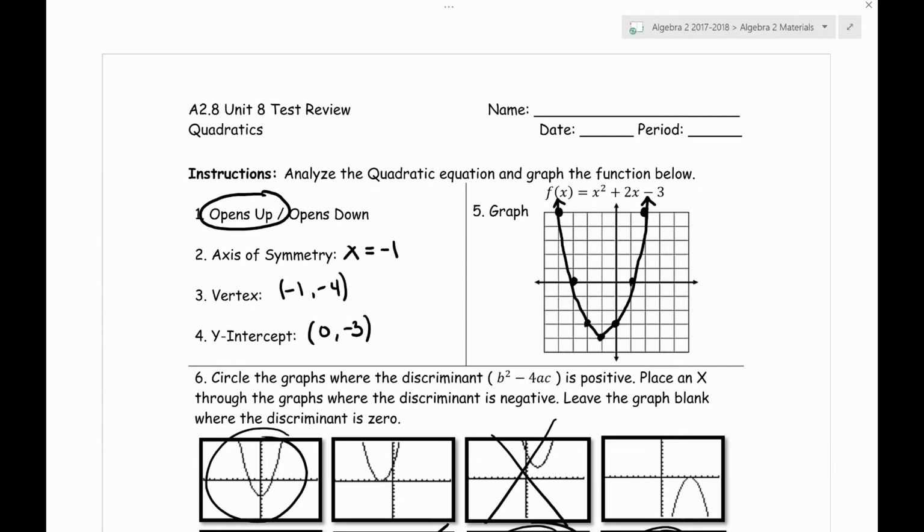Okay, so we're going to review Unit 8. This is very similar to your first response. So here we go. You want to analyze the quadratic equation and graph the function below.